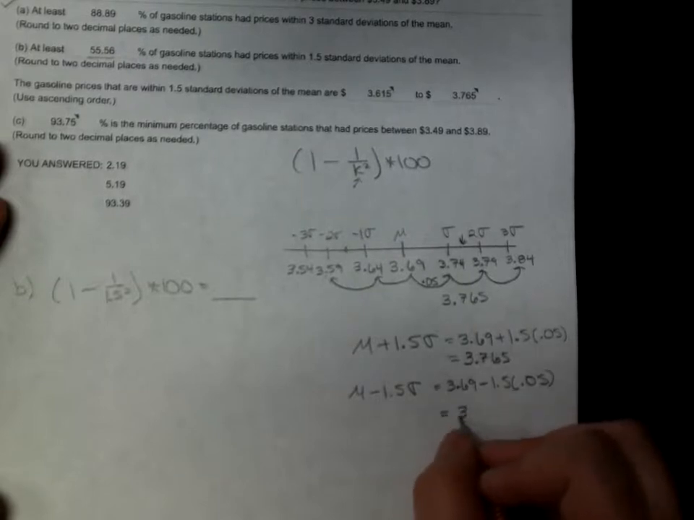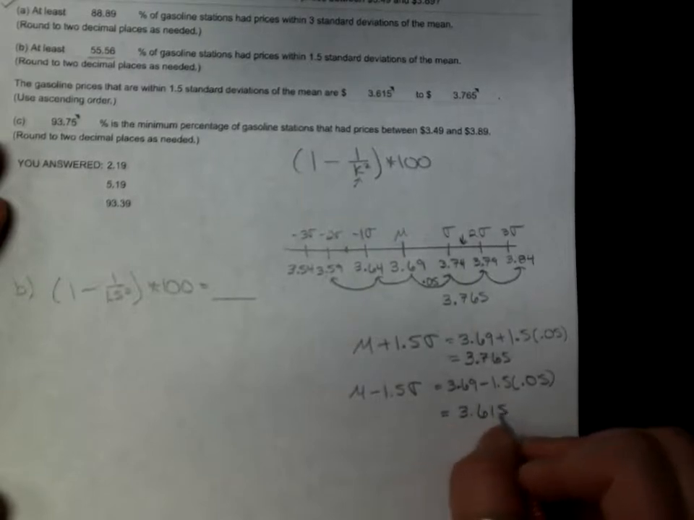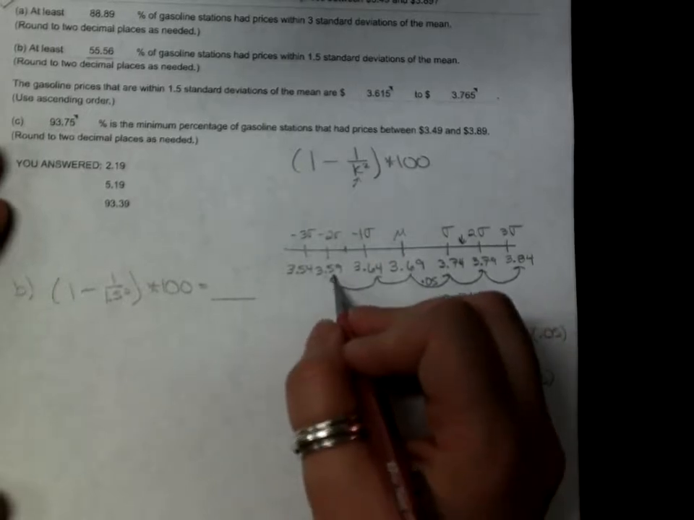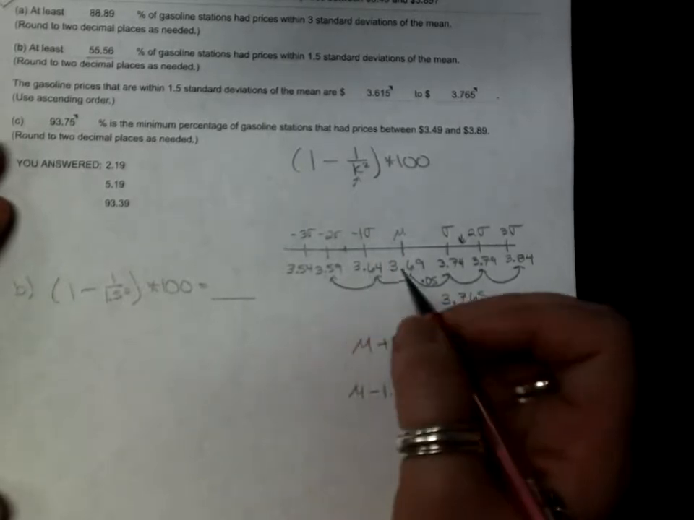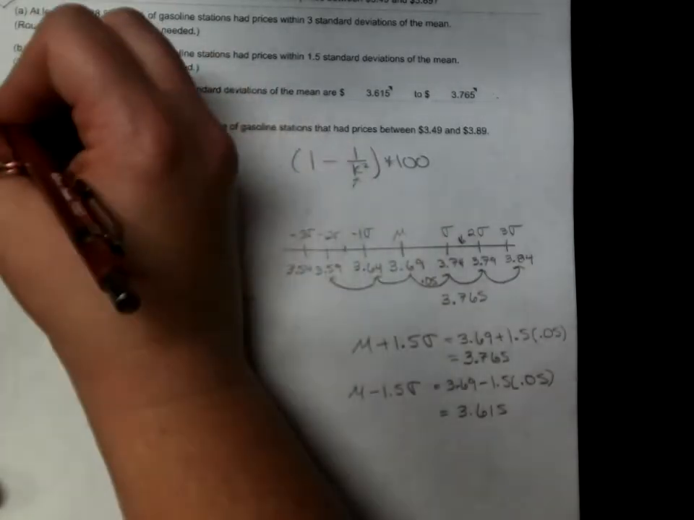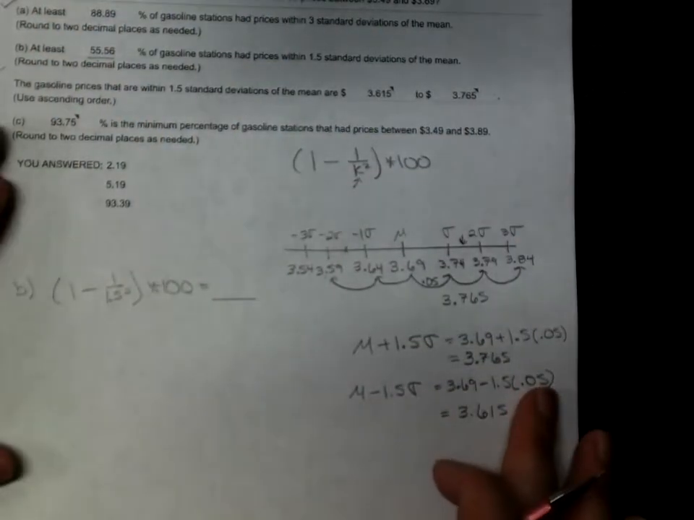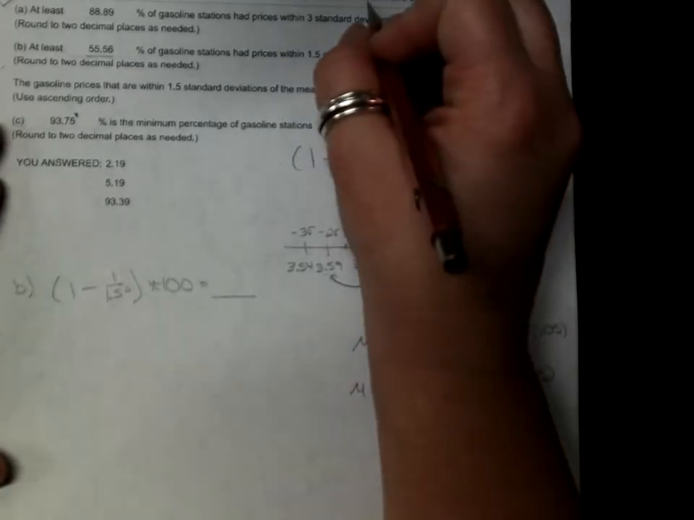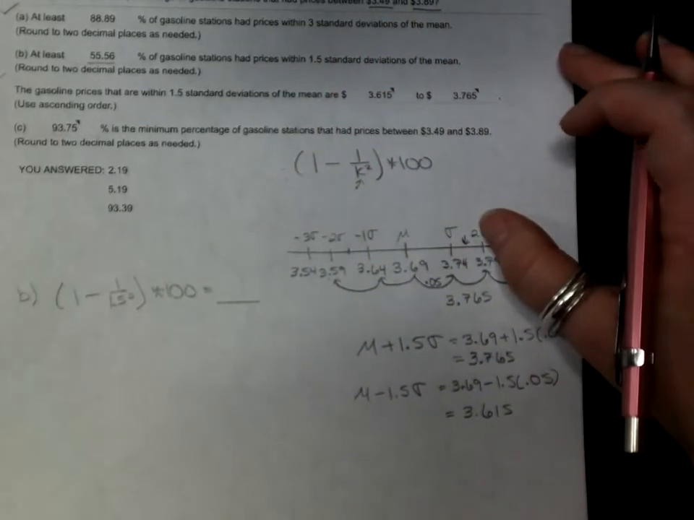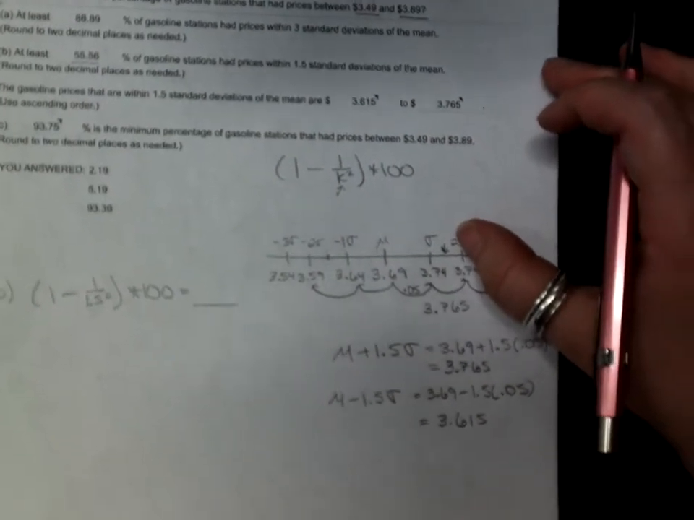And that's where they're getting 3.615. It's halfway between 3.59 and 3.64. That's how we do part B. Part C, what is the minimum percentage of gasoline stations that had prices between 3.49 and 3.89?